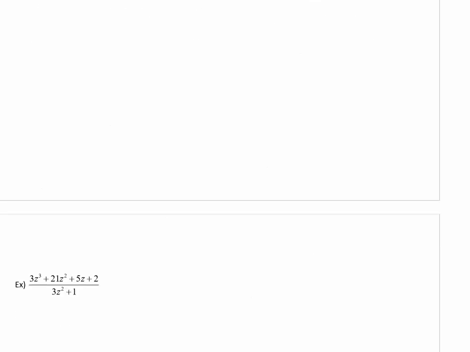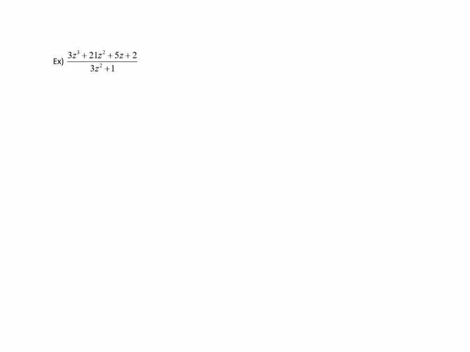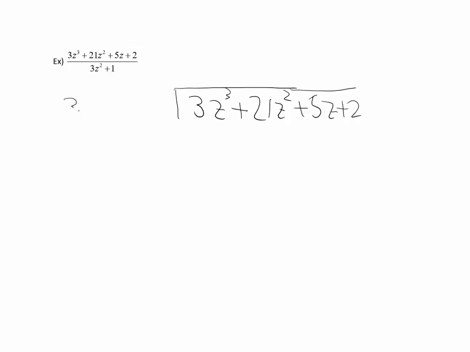Okay, one more example I want to take a look at then. Okay, so first of all, again, I have a binomial in the denominator, so I know I'm going to have to do long division. So let's write it out. Now, notice the denominator. I have 3z squared, but I do not have any z, so I'm going to put plus 0z plus 1.